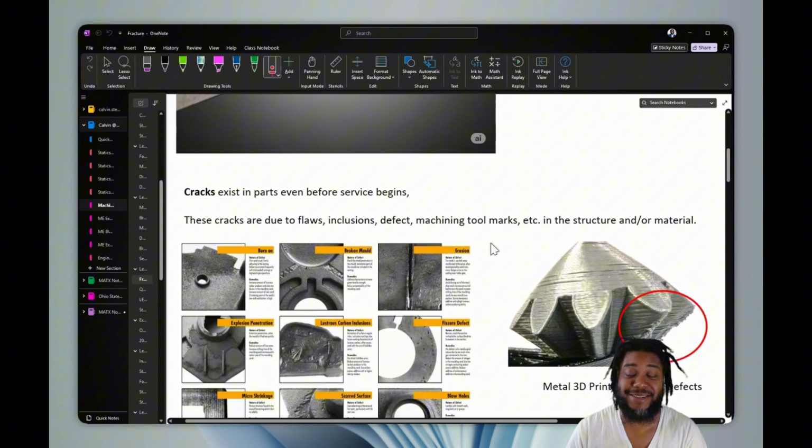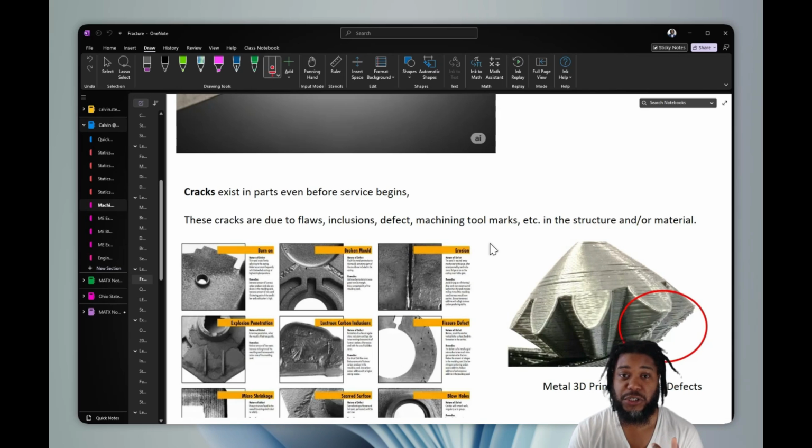Now, cracks exist in parts even before they're put into service. These cracks could be due to flaws, inclusions, defects. It could be something as simple as machining tool marks from trying to machine our part. It could even be a defect from simply a mishandling of a component.